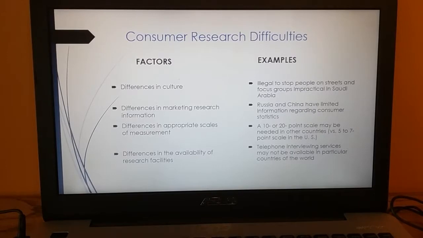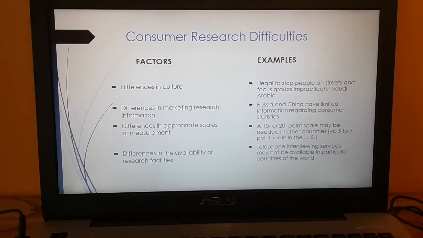Okay, so there are some difficulties in doing consumer research. So this gives us some examples of the basic issues that multinational marketers or global marketers have to consider when planning cross-cultural research. Conducting consumer research studies in other foreign countries is often difficult. So, for example, sometimes it's hard to conduct Western-style market research in Islamic countries of the Middle East. In Saudi Arabia, for example, it's illegal to stop people on the streets, and focus groups are impractical because most gatherings of 4 or more people, with the exception of family and religious gatherings, are outlawed.